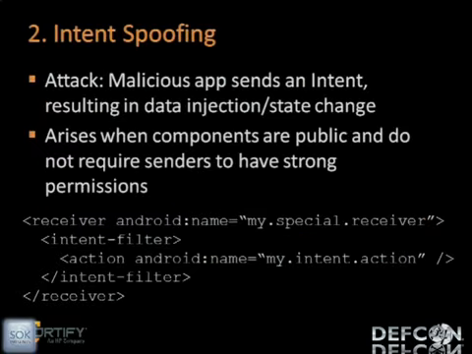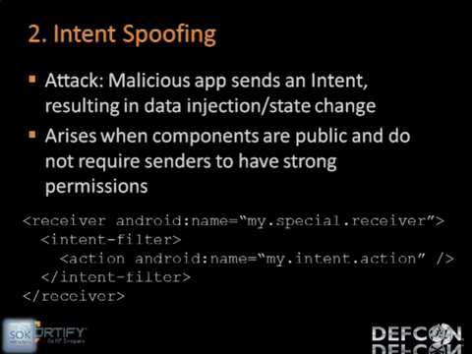Okay. So the second vulnerability we have is intent spoofing. In this attack, the malicious application is sending an intent into a legitimate application. If the legitimate application just trusts the intent and uses the data in it, that would result in data injection. If receiving that intent changes the state of the application, that can also occur. And this problem arises when components are public and they don't require the senders to have any strong permissions.